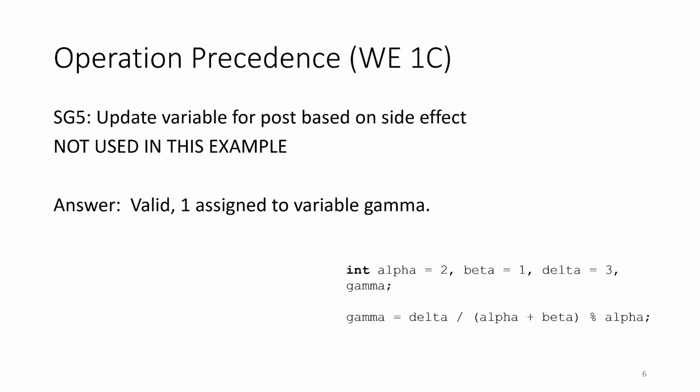Subgoal 5 is not used in this example. So the answer to the problem statement would be that the statement is valid and that the value 1 is assigned to the variable gamma. That is the end of this worked example.